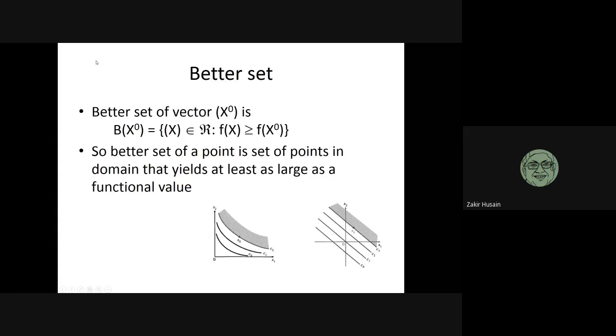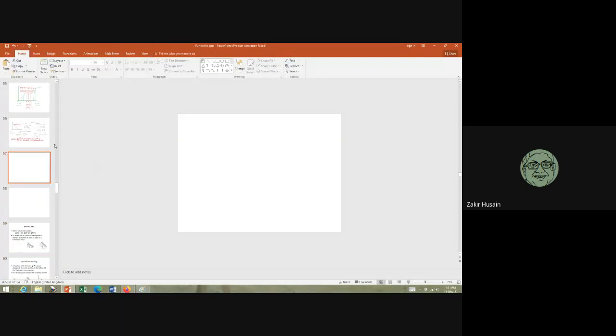It's also possible to think of other examples of level sets. If you look at consumer theory, the indifference curve, yes.